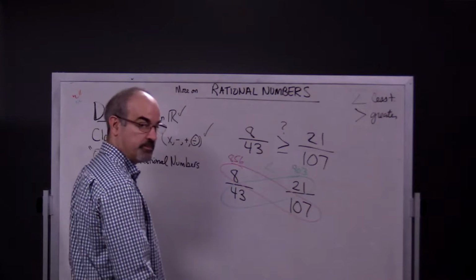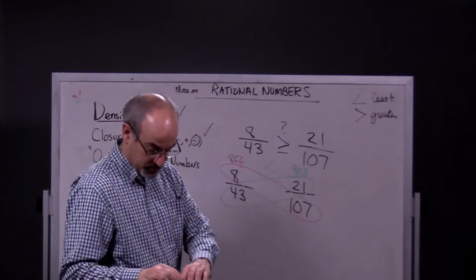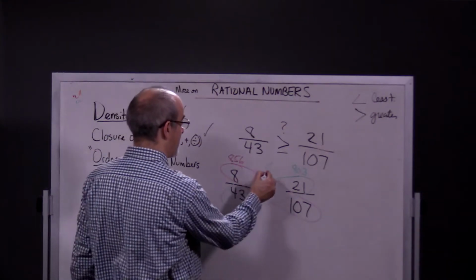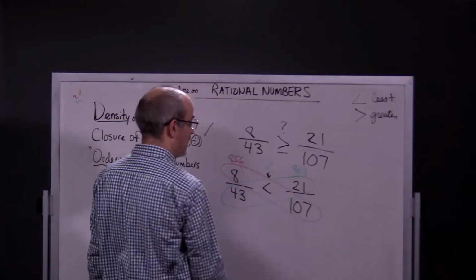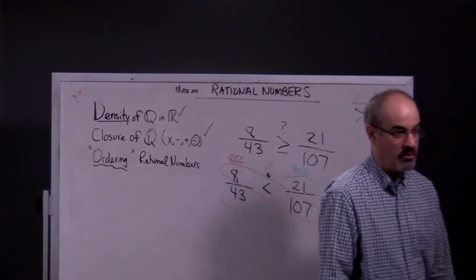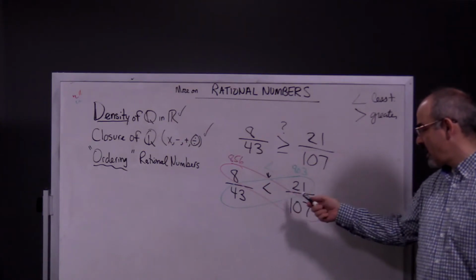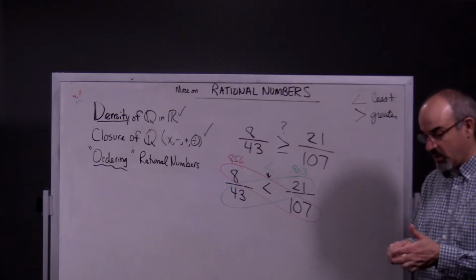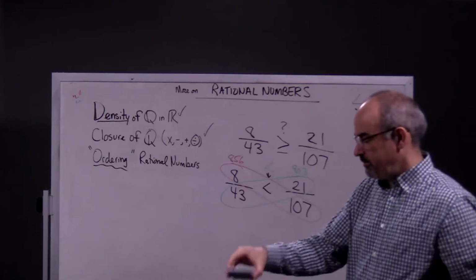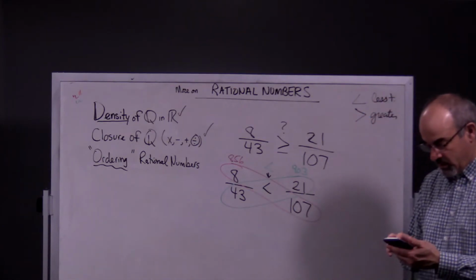So guess what? You just move this down here, and it's the same sign. So 8 over 43 is less than 21 over 107. Now, that's how to do it without doing the division.